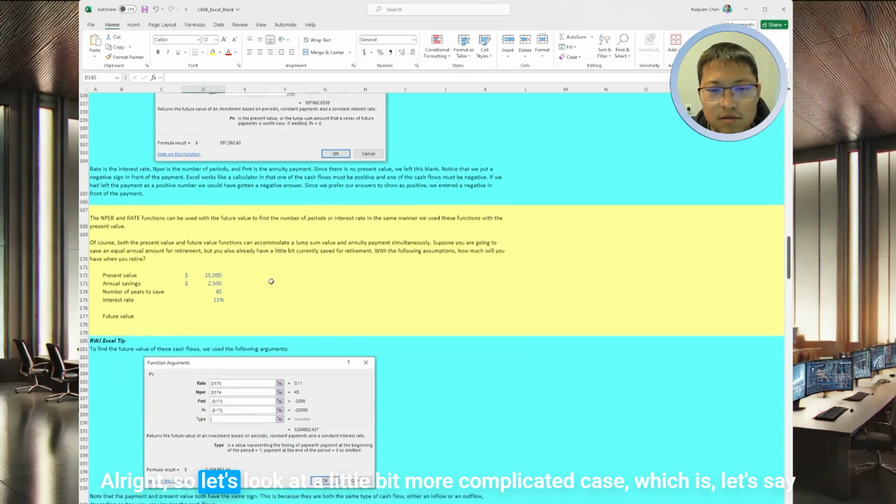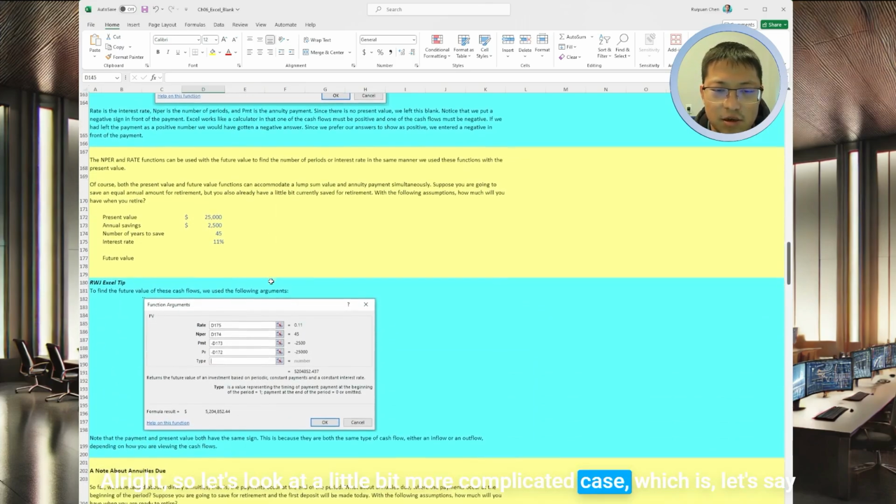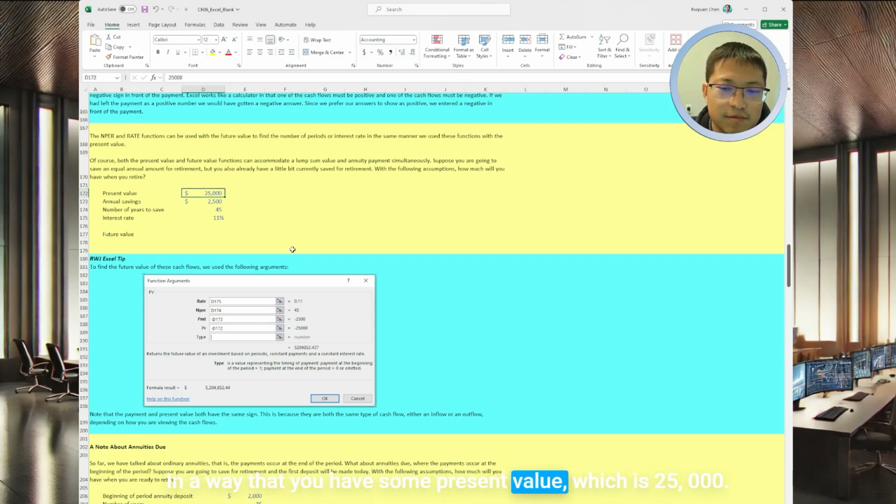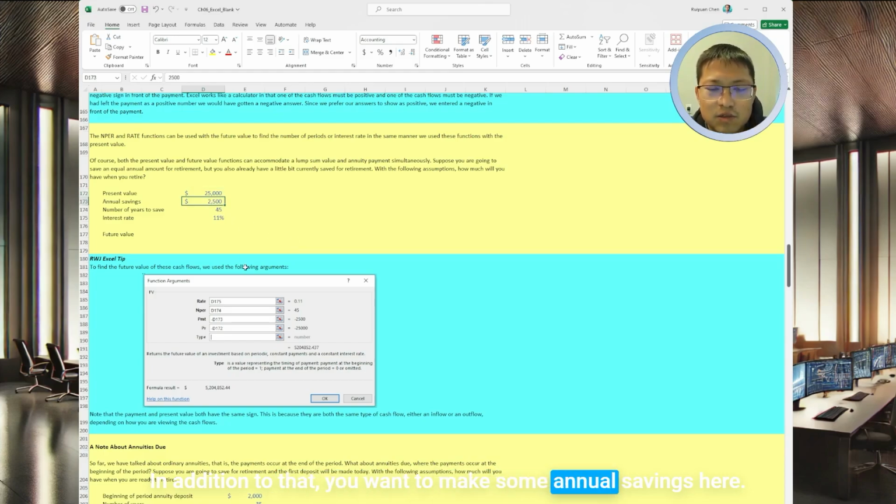All right, so let's look at a little bit more complicated case, which is, let's say when you save the money, you have a little bit of money that you start with, in a way that you have some present value, which is $25,000. In addition to that, you want to make some annual savings here, and your annual savings will be 2,500, and the number of years will be 45 and 11%, right? So how do we calculate the future value in this case?